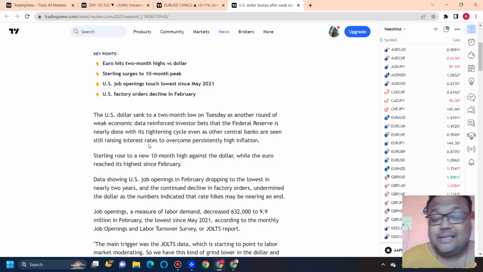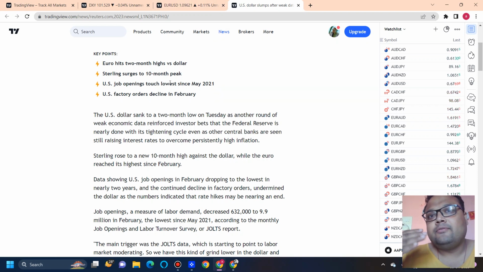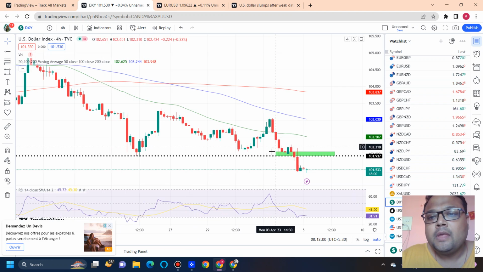Yes, ECB is also on the list, because ECB is also not done with the interest rate hike. In the medium term, the ECB will be going for further interest rate hikes, not like the Fed. And you can see here data showing US job openings in February dropping to the lowest in nearly 2 years, and the continued decline in factory orders undermined the dollar, as the numbers indicated that rate hikes may be nearing an end. And this was the main reason why we saw a big drop on the chart of DXY yesterday.